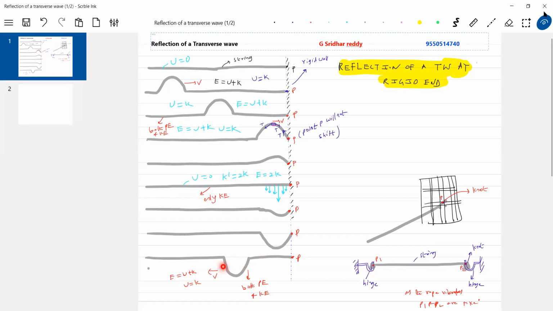What will happen to the frequency of the wave? It will not change. What was the frequency f? The same frequency will be there. So what will change now? Only the phase of the wave will change. So it was erect, it will get inverted. This is what happens here.